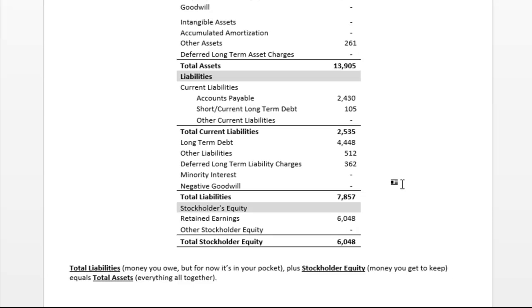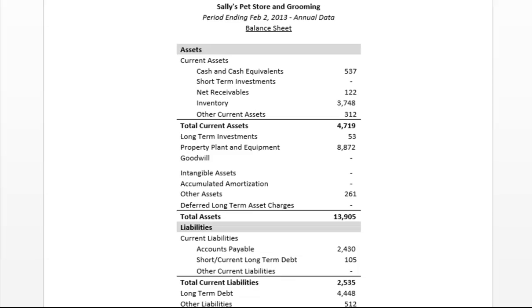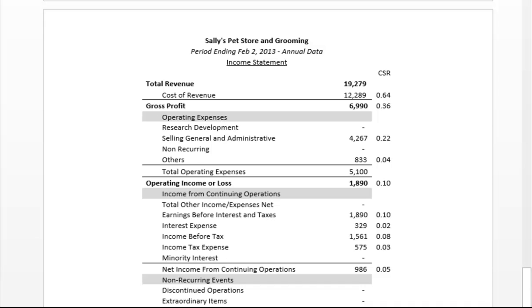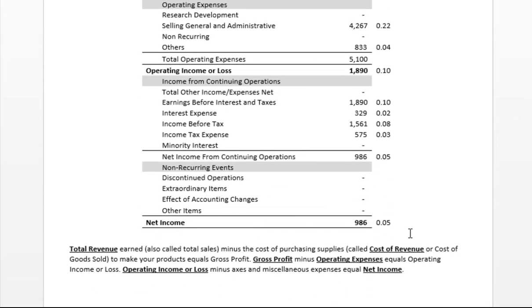Our next item is the income statement, and that tells us how much money has come in. So how much is the income for the year? So we start off at the top with our total revenue, so a little over $19,000. Total revenue is also known as total sales. Then we have cost of revenue, which is also known as cost of goods sold. And we're already down to $6,900, so the cost of revenue is fairly high. You have additional expenses as you move down until the net income, which is your bottom line, is $986.